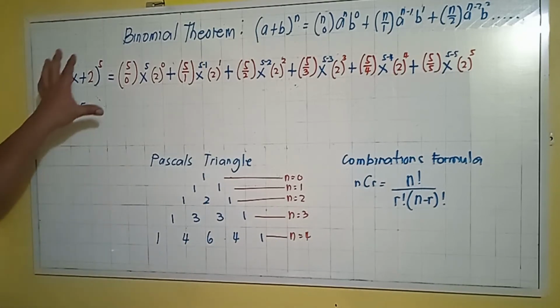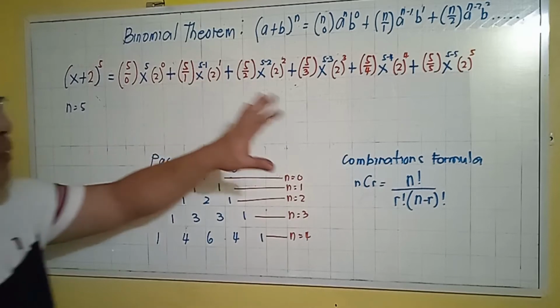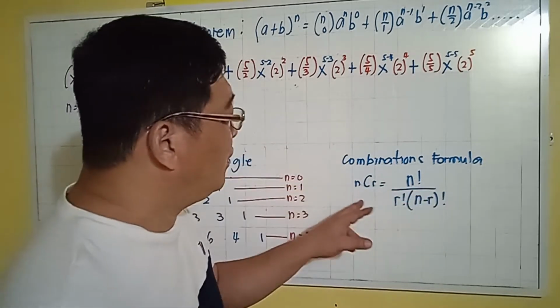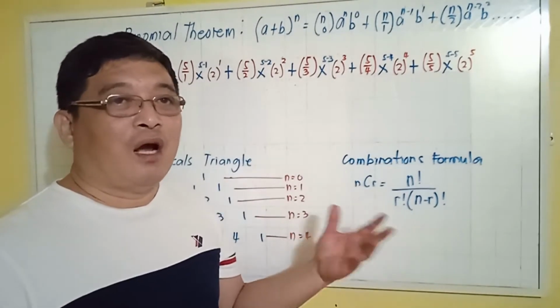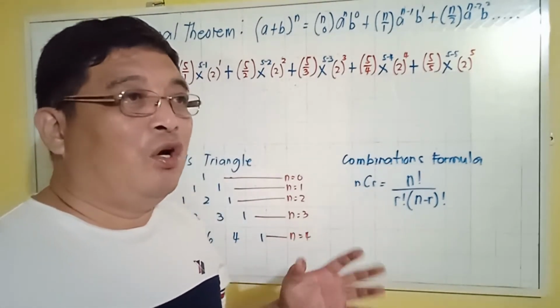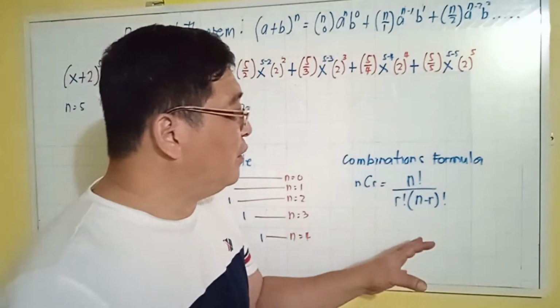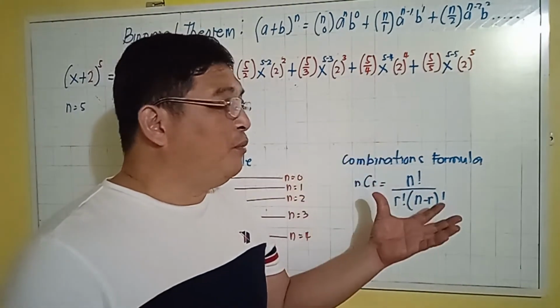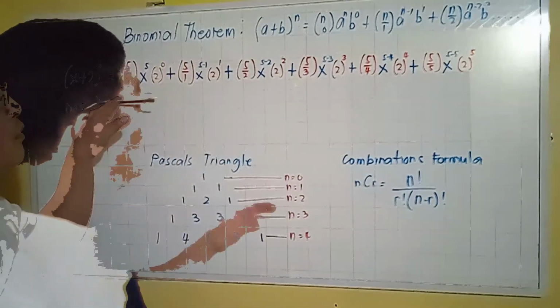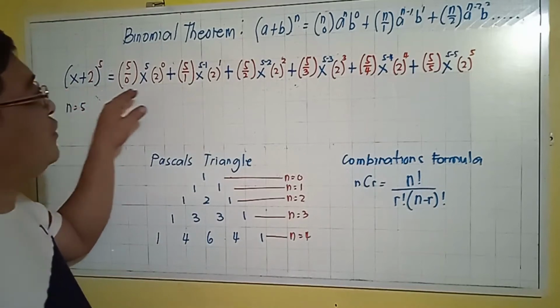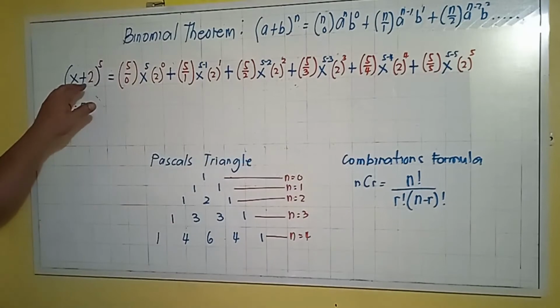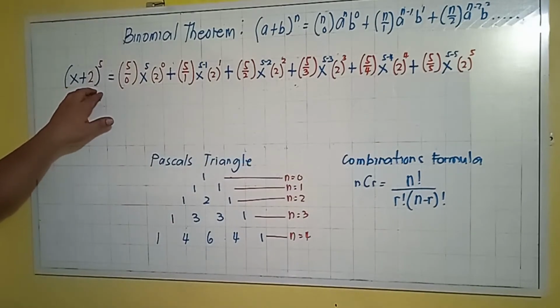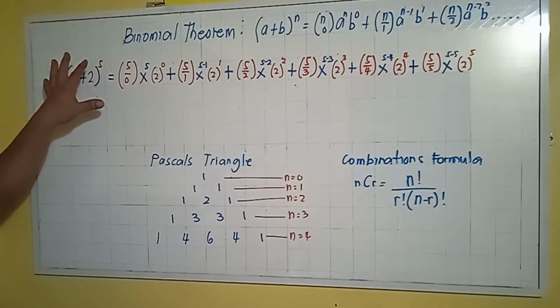Now, based on this combination formula, we have the formula nCr is equal to n factorial divided by r factorial times the quantity of (n minus r) factorial. So this combination formula represents the numerical coefficient of all the terms, which is the result of this example, (x + 2) raised to 5.